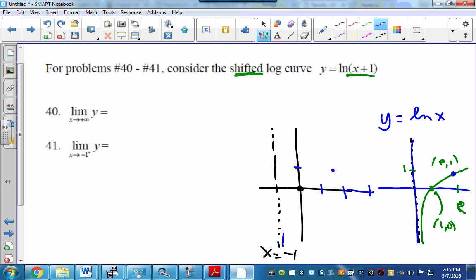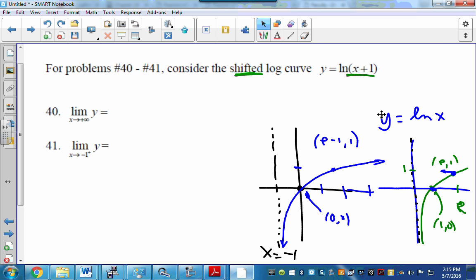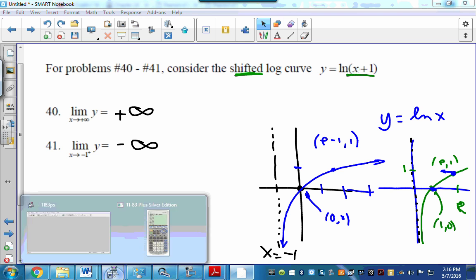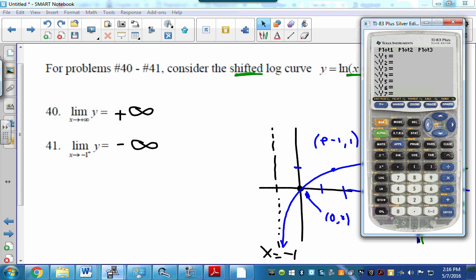So here's our picture. This is the shifted log curve. This now is 0, 0, because the 0 was shifted 1 unit left, and this is the point E minus 1 comma 1, because this point was shifted 1 unit left. Okay, there's our picture, and now we can easily answer the questions. As x travels out to the right, this thing grows, gets big, and as x approaches -1 from the right side, this thing goes south. Okay, so -infinity.